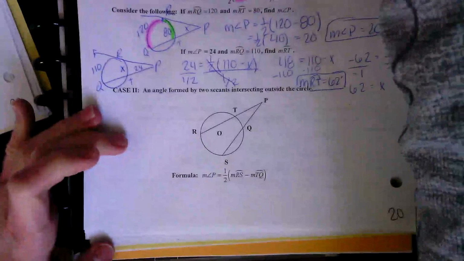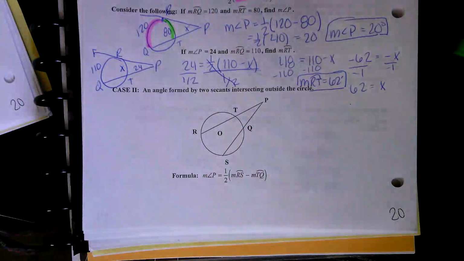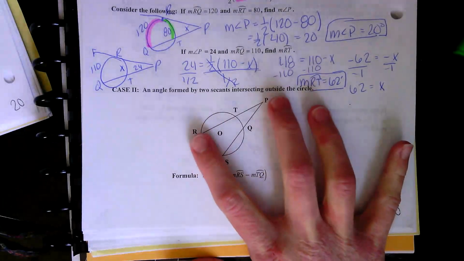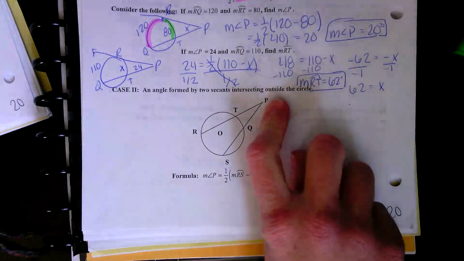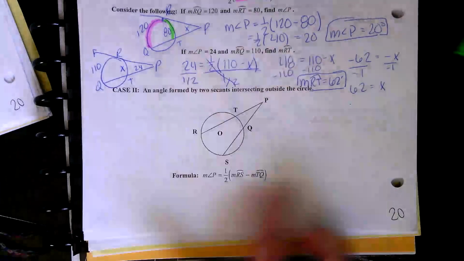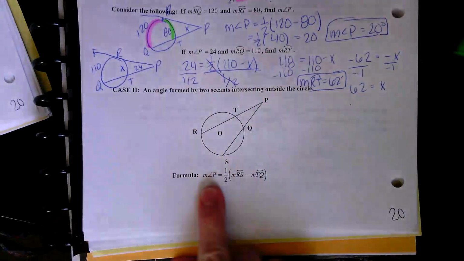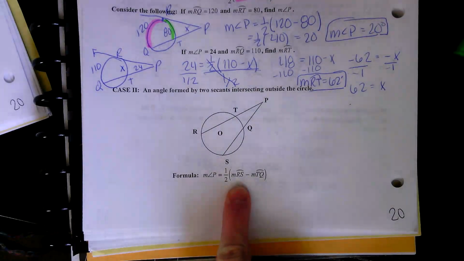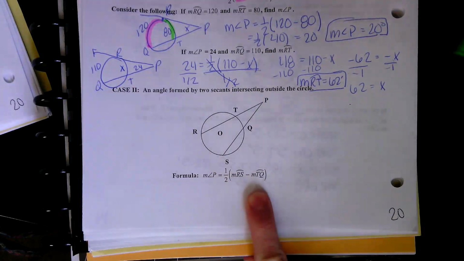All right, so now let's look at another case. So case 2 is an angle formed by two secants intersecting outside the circle. Okay, so we have secant PS and we have secant PR, and they intersect at point P outside the circle. All right, so the same formula still applies. So the measure of angle P is equal to 1/2 times the measure of arc RS minus the measure of the arc TQ.